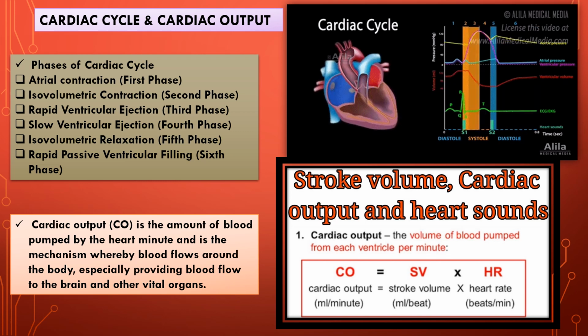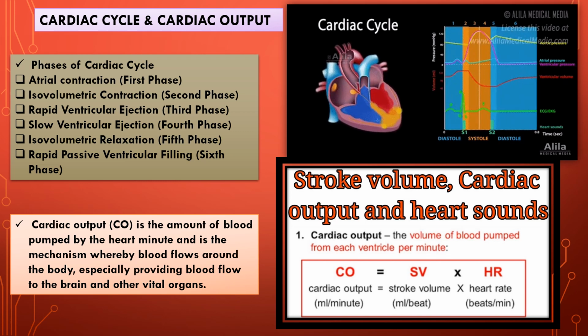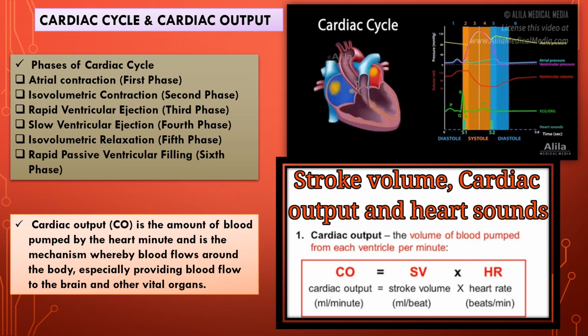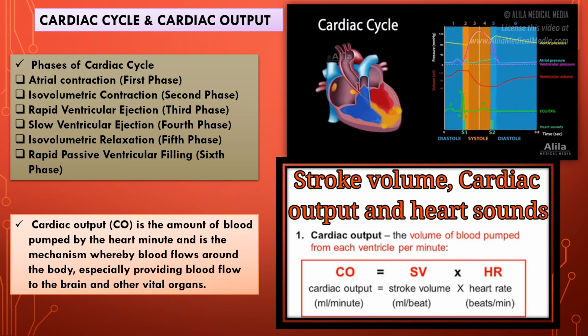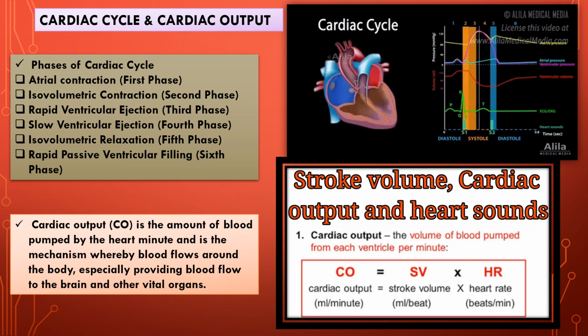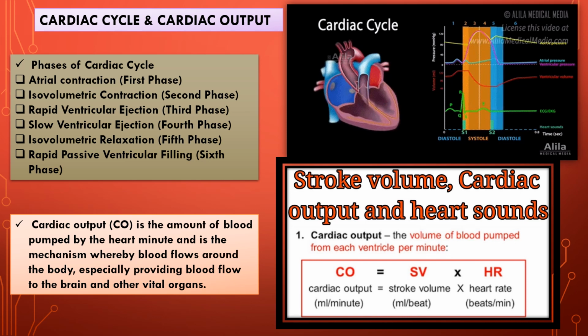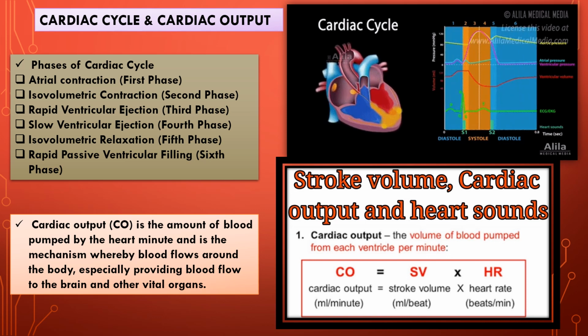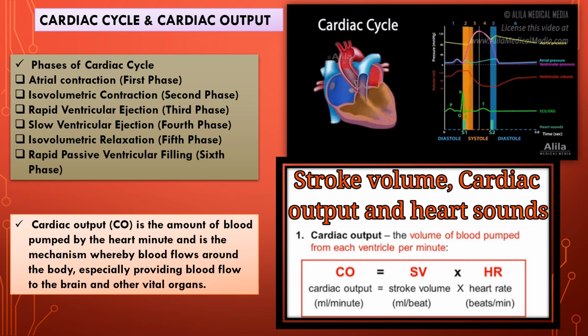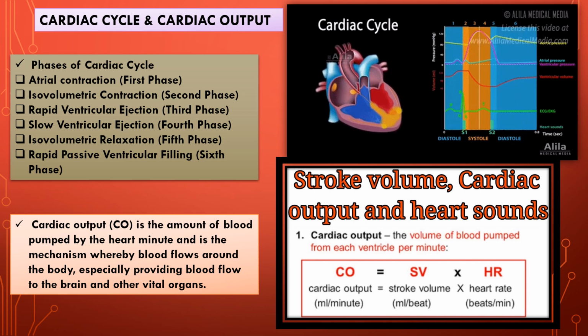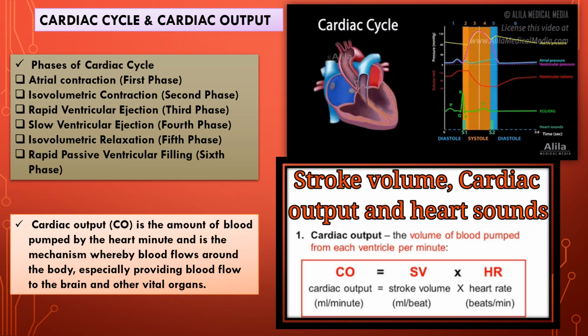Now, the cardiac cycle. First see the diagram, how the systole and diastole of the atrium and ventricle happen. It has been clearly shown in the diagram, and it follows a graph also, so you can easily understand the cardiac cycle. First of all, now I am going to tell you the phases of the cardiac cycle.